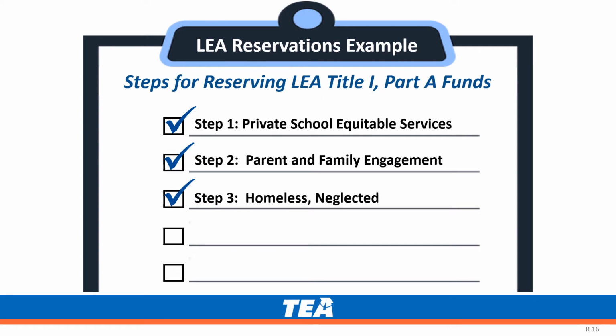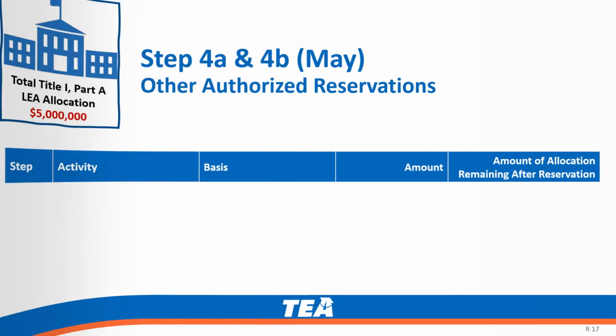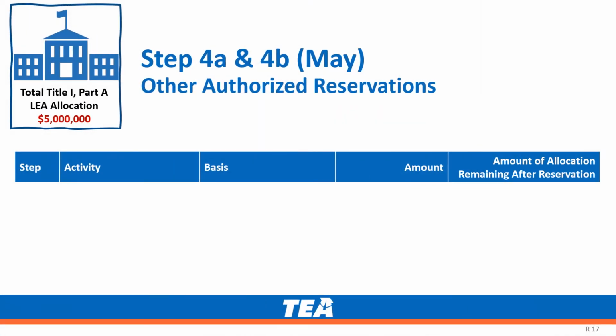Now that we have completed steps 1, 2, and 3, let's now take a look at step 4, which includes the LEA reservation for other authorized reservations, which are reservations that the LEA may reserve at their discretion. In this example, we will look at two separate reservations for Step 4. The LEA chose to reserve funds for preschool programs and administration of Title I programs.